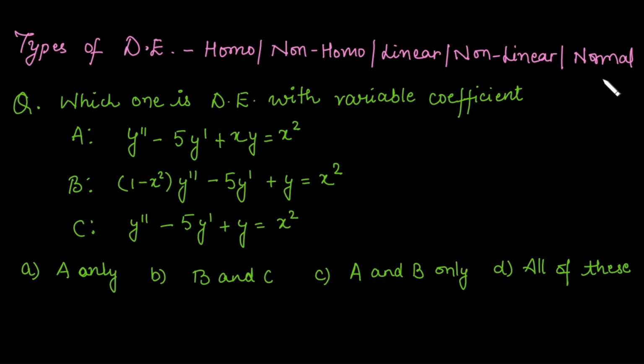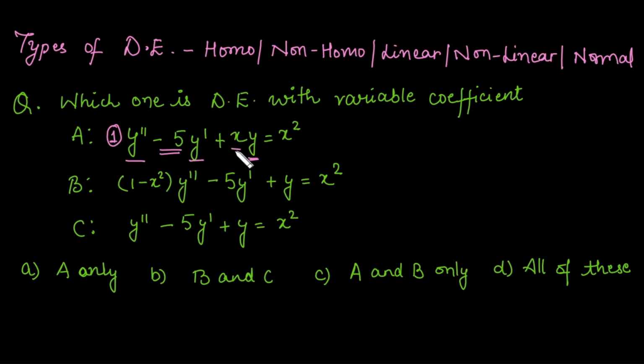Normal means the coefficients of the dependent variable and its derivatives are continuous, along with the non-homogeneous function, which must also be continuous on a given interval, and the leading coefficient, meaning the highest order derivative coefficient, is not equal to 0 for any value of x. For more details on this concept, you can refer to the previous videos. Beginning with the question, which one is the differential equation with variable coefficient? Here we just need to observe the coefficient of the dependent variable. Here the dependent variable is y, and its first and second order derivatives are there. What is the coefficient of the second order derivative? That is 1. What is the coefficient of the first order derivative? Minus 5.